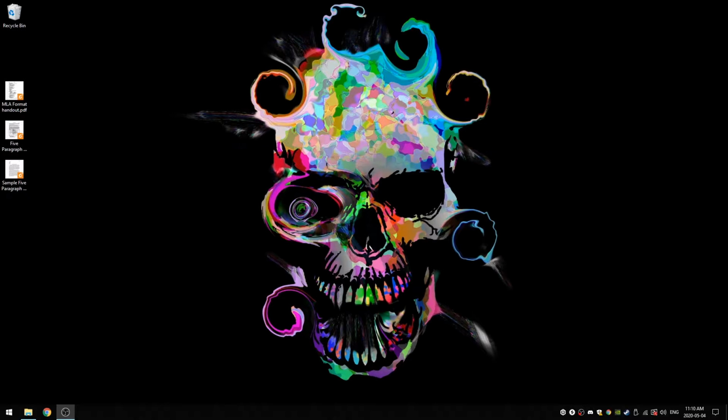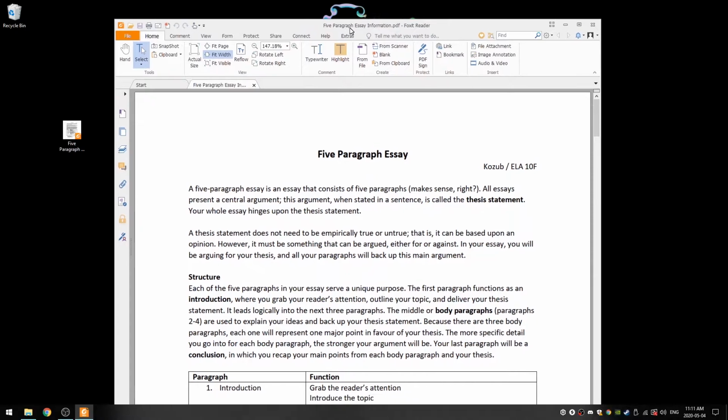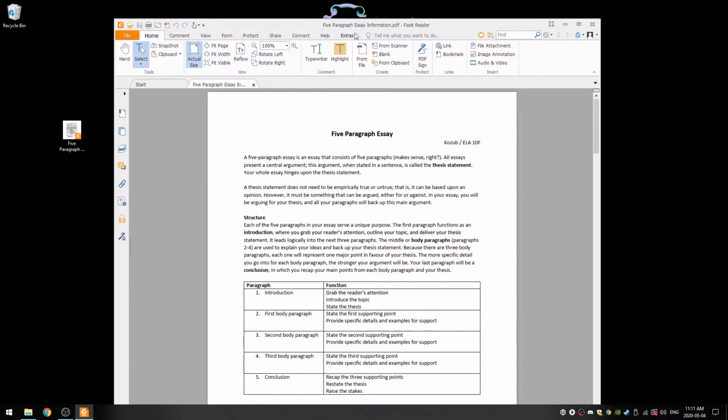So you'll see that I have these documents on my desktop, and you might not have them on your computer. You might have to download them, but I will link to them so you can find them. And I'm going to start with this first one, which says 5-paragraph essay information. So I'm just going to open this. I'm going to zoom out a tiny bit.